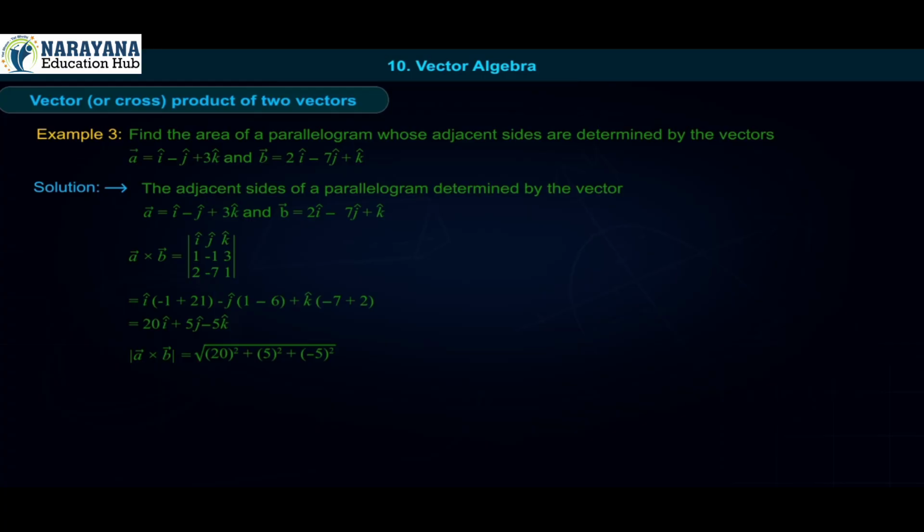Modulus of vector A cross vector B is equal to square root of 20 square plus 5 square plus (minus 5) square, which is equal to square root of 450, which is equal to 15 root 2. Therefore, the modulus of vector A cross vector B is equal to 15 root 2. Therefore, the required area of the parallelogram is 15 root 2.